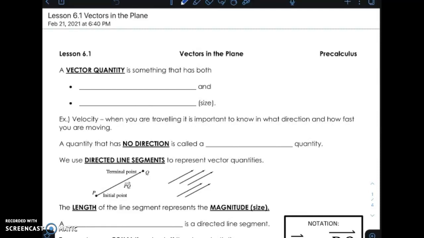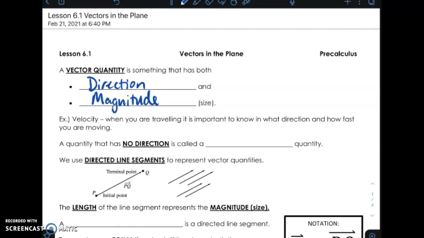In lesson 6.1, we're going to be talking about vectors. A vector quantity is something that has both direction and magnitude. Another word for magnitude would be the size. For example, velocity. When you're traveling, it is important to know in what direction you're traveling and how fast you're moving. So that would be a vector quantity.